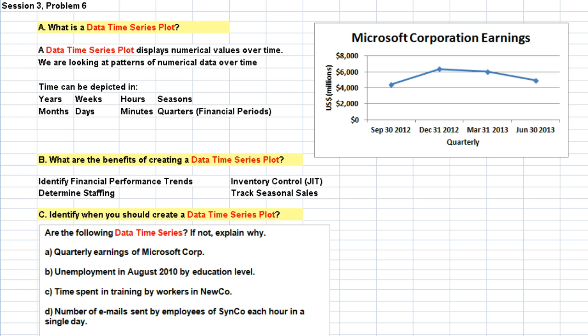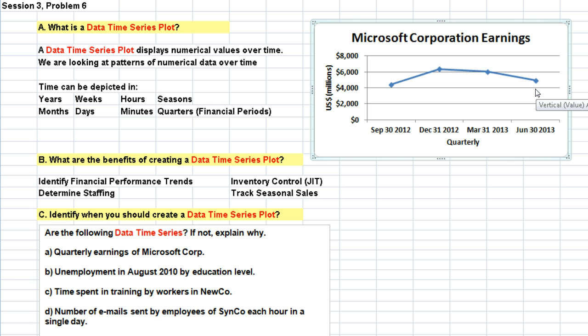One of the benefits is identifying financial performance trends. We can see that we have a data time series plot of Microsoft earnings. Our quarters are listed along the bottom, the horizontal axis, and our dollar amounts are listed along the vertical axis from top to bottom. As we can see, from the first quarter to the second quarter, our earnings or our profits went up. And then as we went from second to third, they went down, and they went down from third to fourth.